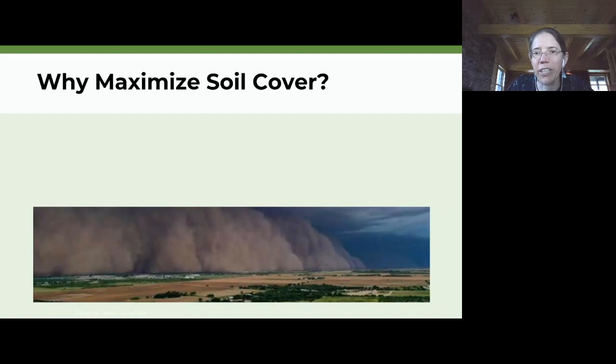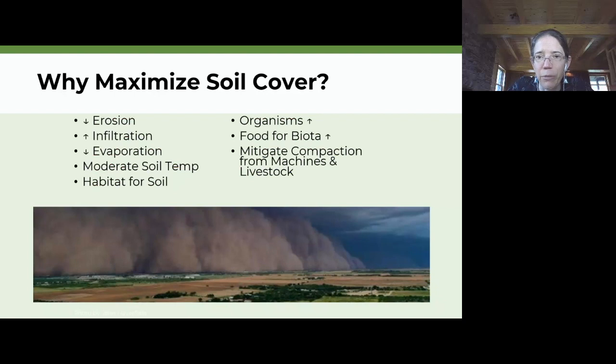If you have maximized cover, you're going to have living roots more, and you're going to have more biodiversity, just because otherwise you can't really keep the soil covered. So maximize soil cover is really critical, and we wouldn't have these kinds of dust storms. We wouldn't have the kinds of erosion events and the kind of flooding that we often see if all of our soils were just covered. So, here's all the benefits of maximizing soil cover: decreasing erosion, increasing infiltration, decreasing evaporation, moderating soil temperatures, moderating the habitat for soil organisms, increasing food available to biota, mitigating compaction from machines and livestock, right? So there's just a whole lot of really great benefits of maximizing soil cover.